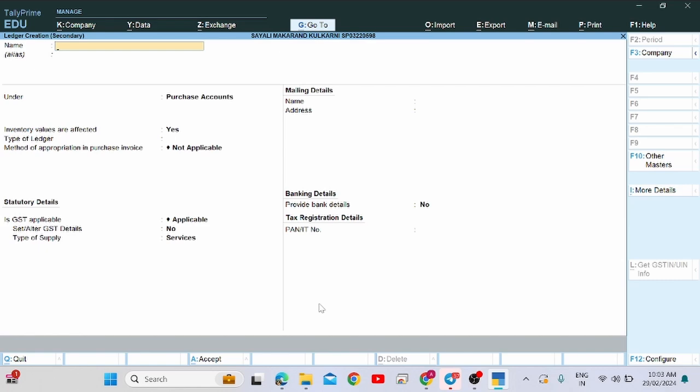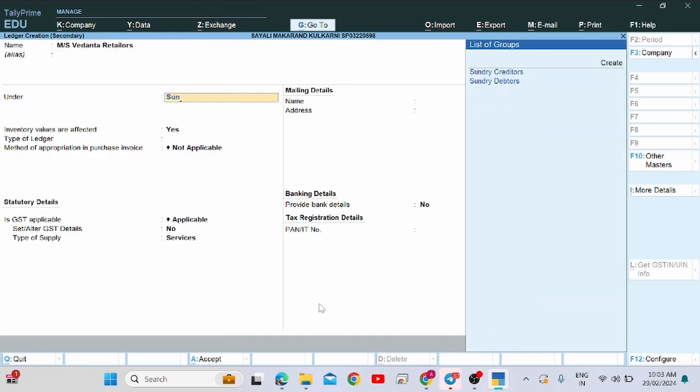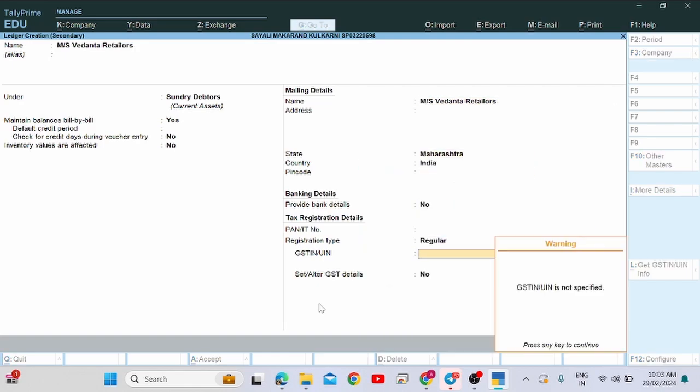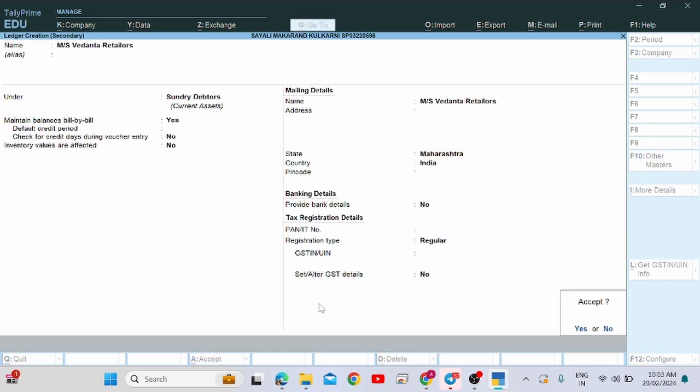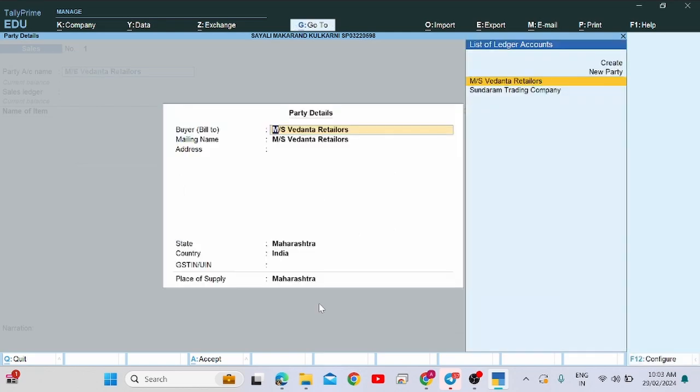And then in the creation option, just Control V, Vedanta Retailers, and then this is your sundry debtor, and other things don't change. We don't have information about their address. These dispatch details are also not there. You can accept it with the help of Control A. Here also no need to press enter, simply accept this screen with the help of Control A.